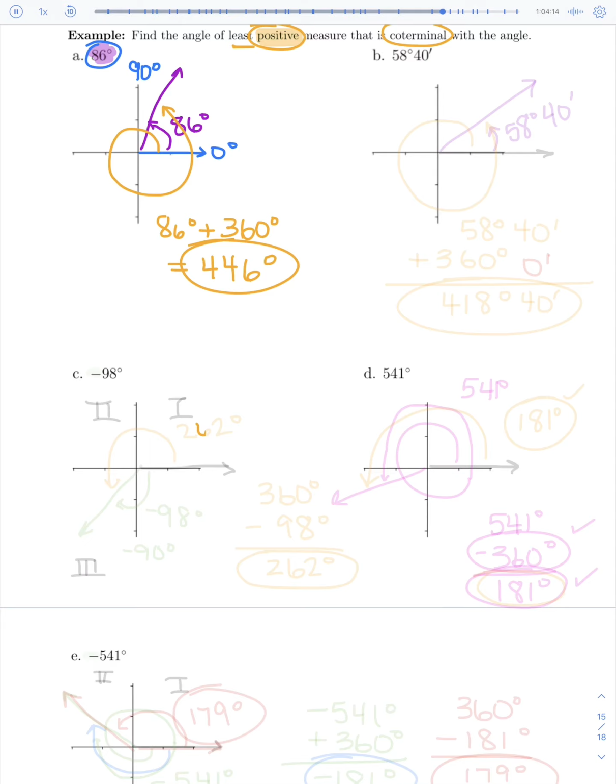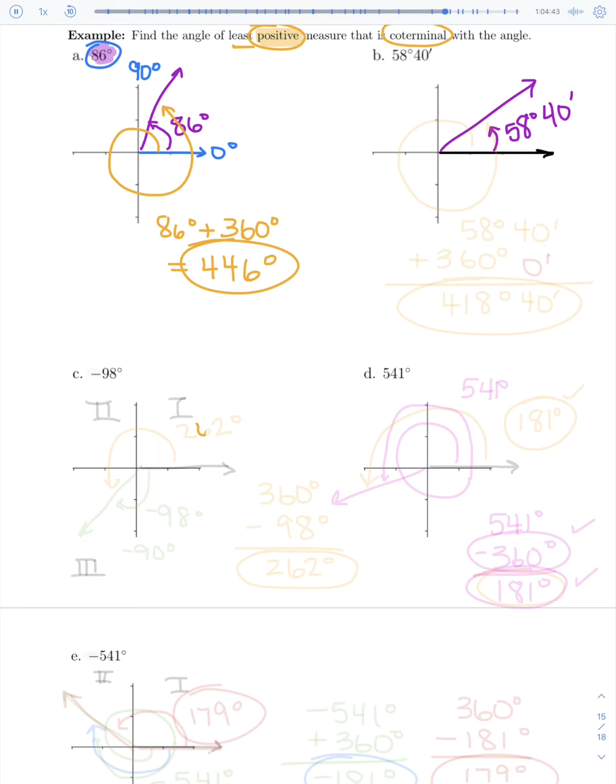Let's try another one. Let's take a look at B. In B, we've got 58 degrees and 40 minutes. So we're going to start here on the x-axis like you always should. The angle is positive, so we're going to go in counterclockwise motion to 58 degrees, which is kind of partway through to 90, but not quite there. So we'll say that this is 58 degrees and 40 minutes.